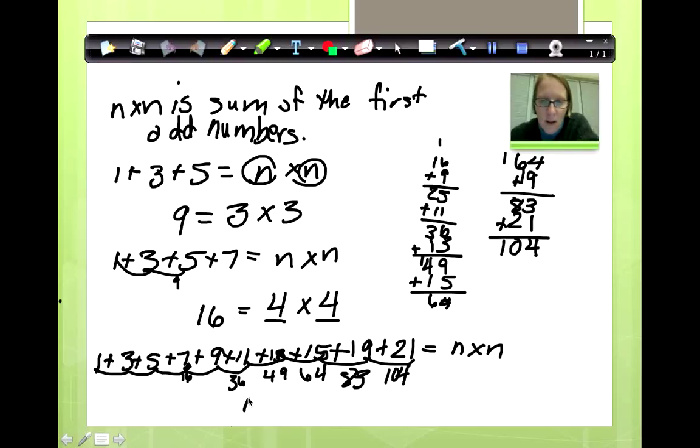I'm thinking it's 52. Let's see what 52 plus 52 is. 4, 10. Sure enough. Why did I choose 52? Well, because I know 50 plus 50 is 100. And 2 plus 2 is 4. So I just add them together. That's how I got that.